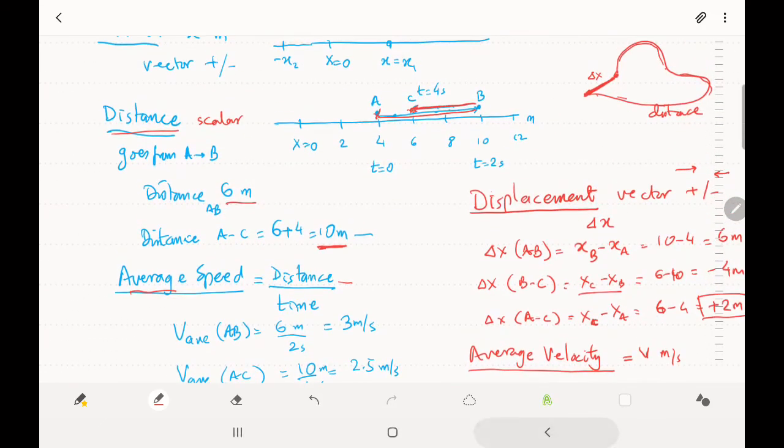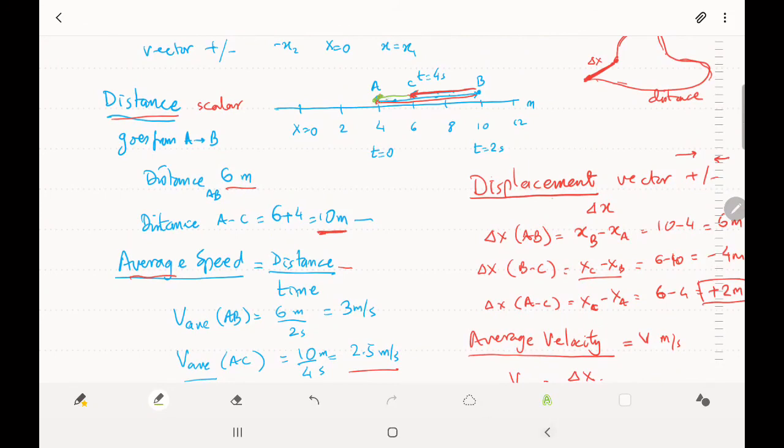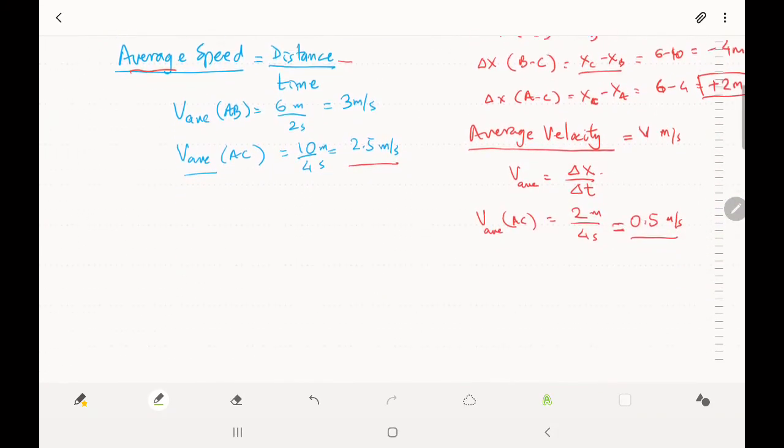Well, ultimately, if this object had come back all the way to the same position, if it came back to A, the average speed would have some value, but the average velocity would become 0 because the displacement would become 0. So you may go from one point to some distance and come back to the same point, the displacement becomes 0. And if it had gone from A to B and then gone here, the displacement would have been a negative number. The distance would always have been positive.